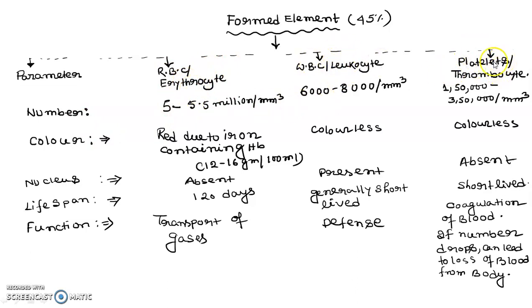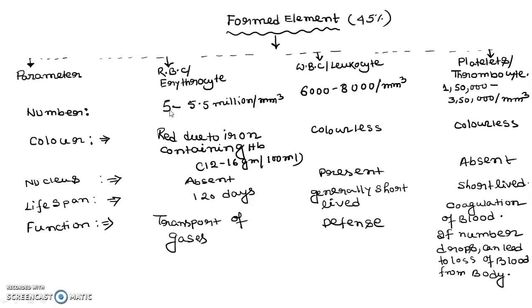Now we will see the components: RBC or erythrocytes, WBC or leukocytes, and platelets or thrombocytes. First, the number. In the case of RBC, the number is 5 to 5.5 million per millimeter cube. Why is it called per millimeter cube? Per millimeter cube means the height, length, and width are 1 millimeter each. When we see in the microscope, that is why this is the unit. We count 5 to 5.5 million per millimeter cube.